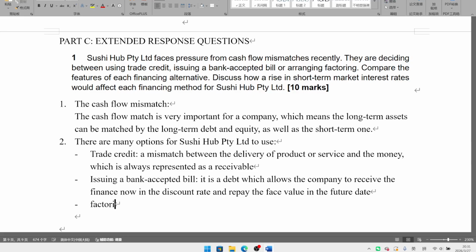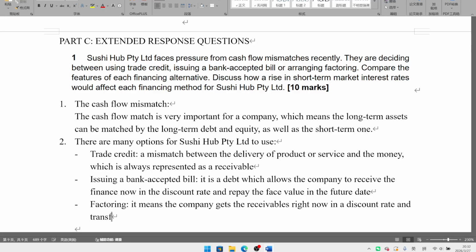Factoring means the company gets cash for the receivables right now at a discount rate and transfers the receivables to others.